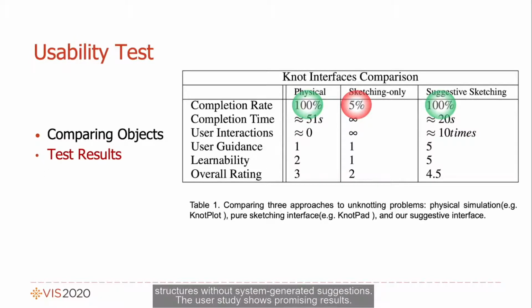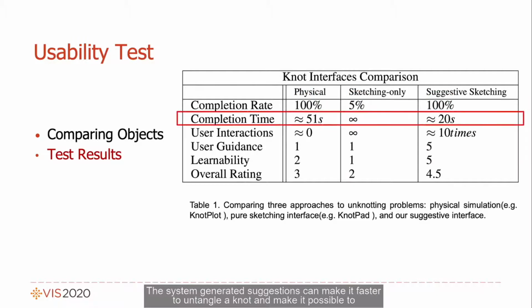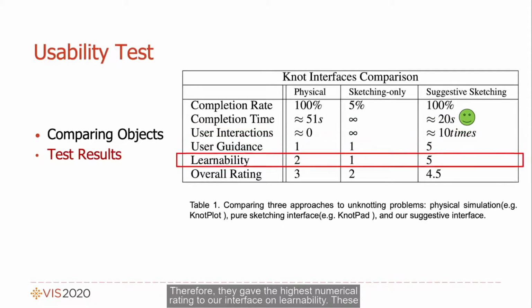The user study shows a promising result. The system-generated suggestion can make it faster to untangle a knot and make it possible to untangle a complicated knot. All participants agree that our suggestive interface can help them to understand an essential theoretical result by interacting with the knot step by step. Therefore, they gave the highest numerical rating to our interface on learnability.